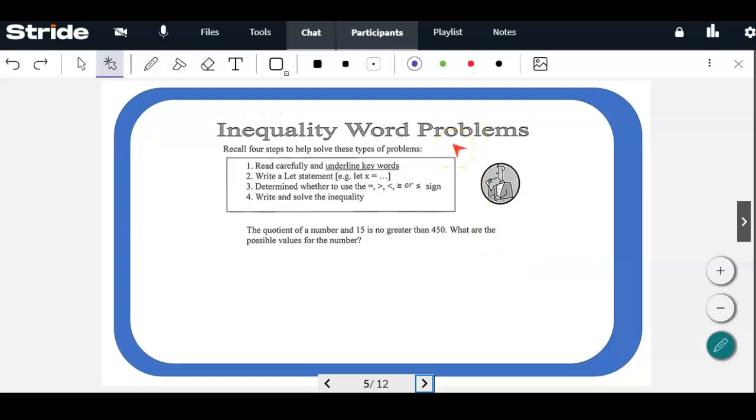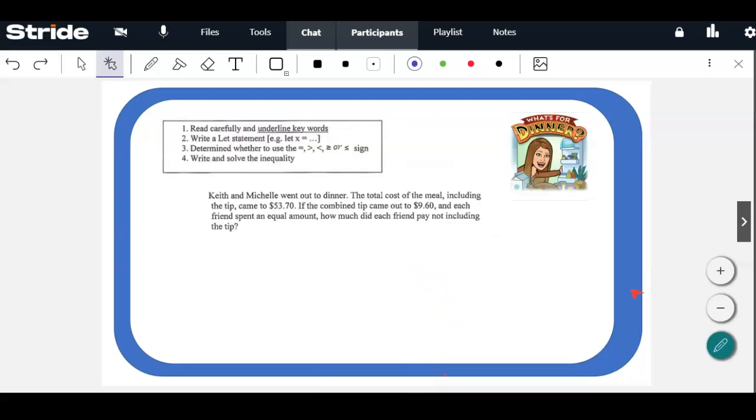All right, so just to look at the steps here. When you have an inequality word problem, you need to identify the keywords. You can read carefully and underline those keywords. You have a let statement, which is whatever you're trying to find. So let the variable x or y, whatever variable you use, equal whatever it is, the unknown. Determine which sign you would use, equal, greater than, or less than, and then write and solve the inequality. So we're just writing in 8th grade. We're not going to solve those. You should have solved them in 7th grade, so hopefully you still remember how to do that.